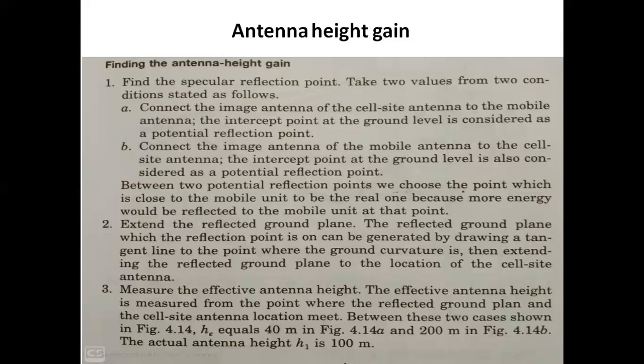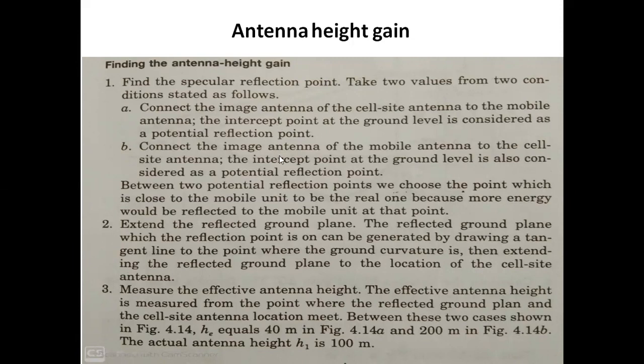And in the second case, connect the image antenna of the mobile antenna to the cell site antenna. And the intercept point at the ground level is also considered as the reflection point. The second case is the same as the first case, but here we are connecting the image of the mobile antenna to the cell site antenna. So when we are connecting these two antennas, the intercept point at the ground level is considered as the reflection point. So here we have two reflection points, from the first case and the second case.